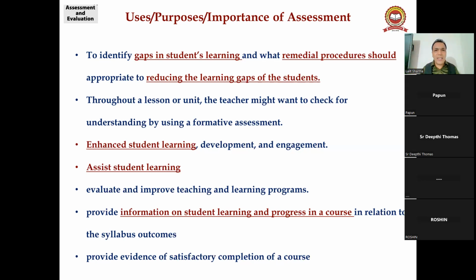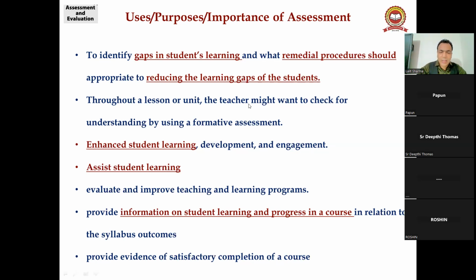because you didn't work on the learning gaps of the student. You didn't provide the remedial procedure. You didn't reduce the learning gaps of the student. Okay, you don't have the knowledge of the psychology of the student. So all these are assessment and evaluation. This comes actually within the teaching learning process, right, guys?